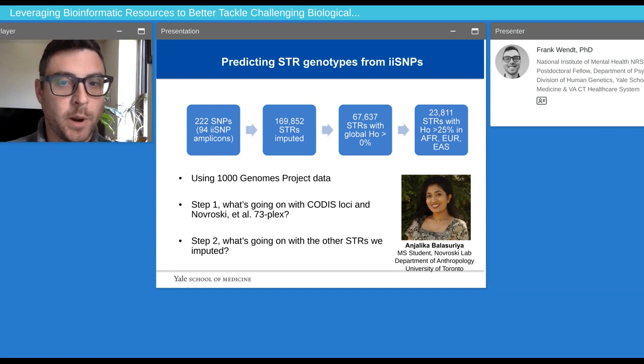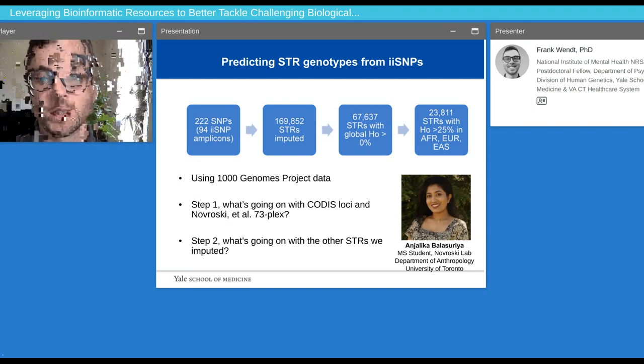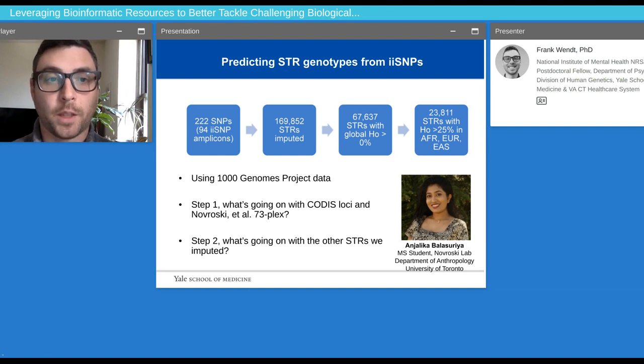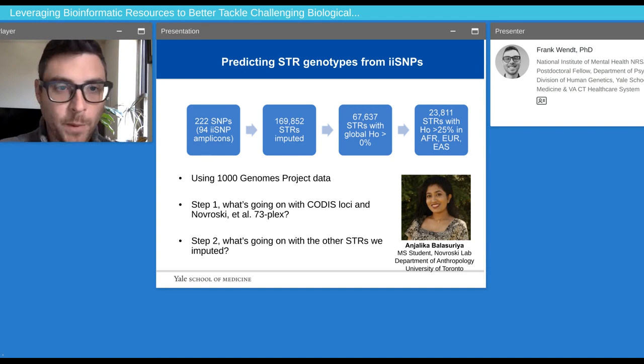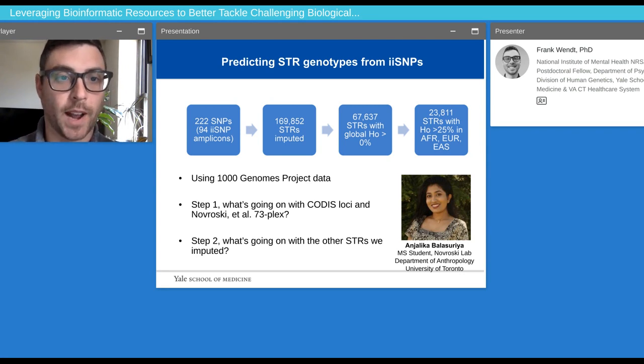So this work has primarily been spearheaded by Angelica, who's a master's student in Nicole Novroski's lab at the University of Toronto. She took these 222 SNPs, which represents the 94 II-SNP amplicons. We received just under 170,000 STRs imputed. 67,000 of those had global heterozygosities greater than 0, and 24,000 of those had heterozygosities greater than 25% in three major global population groups of interest. We did use the 1,000 Genomes project for this, and we asked two primary questions: what's going on with CODIS and the Novroski et al. 73-plex, and then what's going on with the other loci that we found that were actually imputed really well.